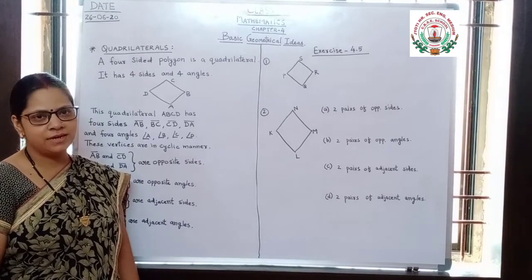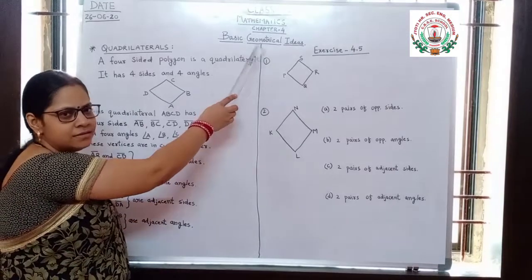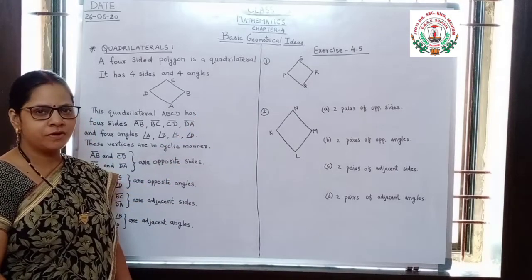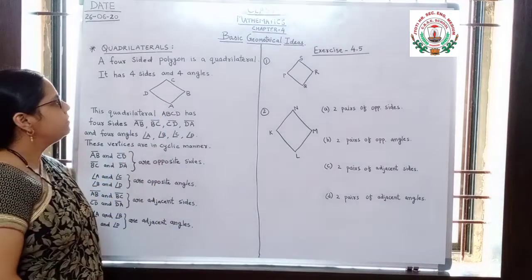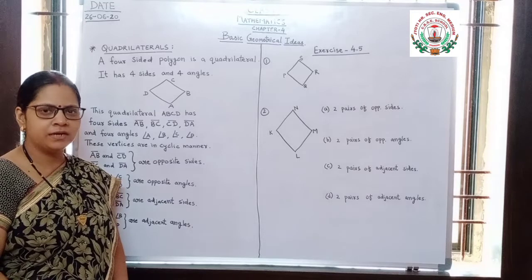We have already started the chapter Basic Geometrical Ideas. The few topics we have completed. Coming to our next topic, Quadrilaterals. Previously we have done the topic Triangle.